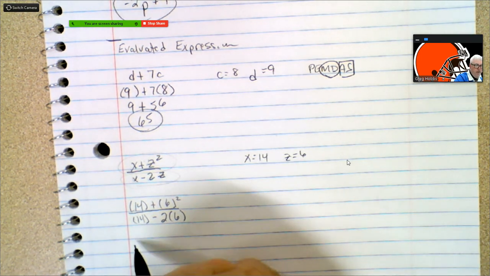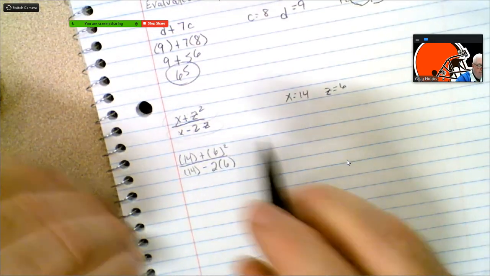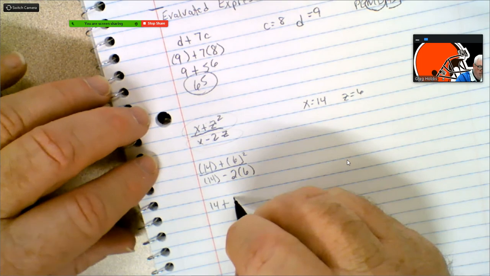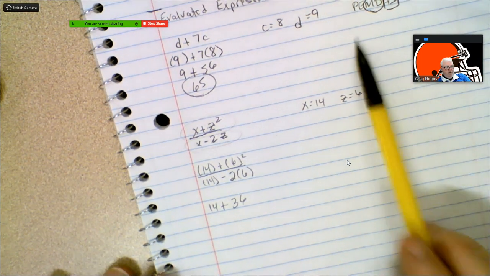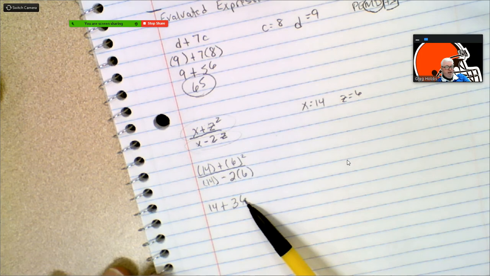This becomes 14 plus 6 squared. That's not 12, that's 36. And remember, order of operations says I do exponents before I add or multiply. So in this case, I'm not going to add first, I'm going to do the exponents.